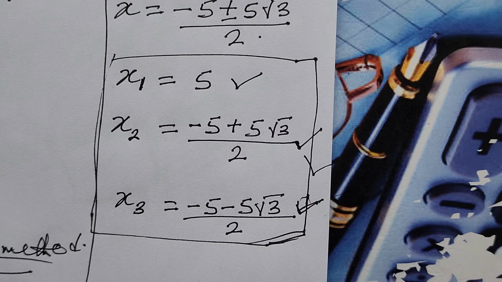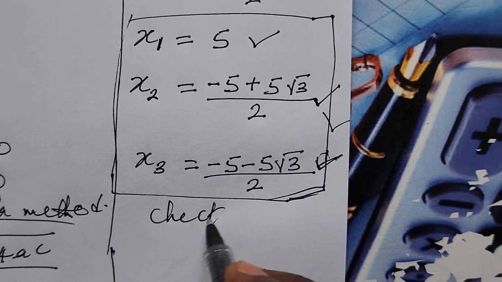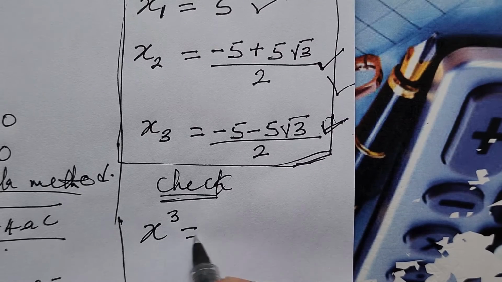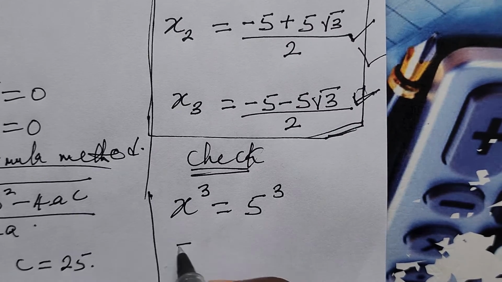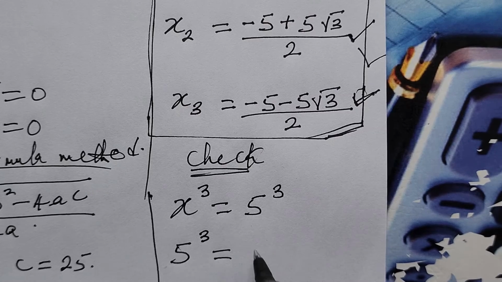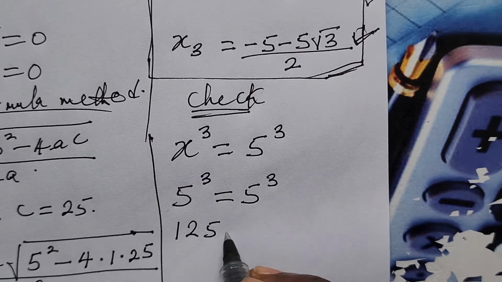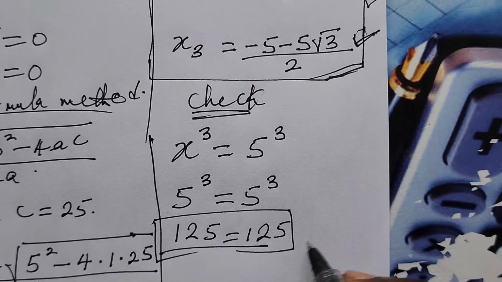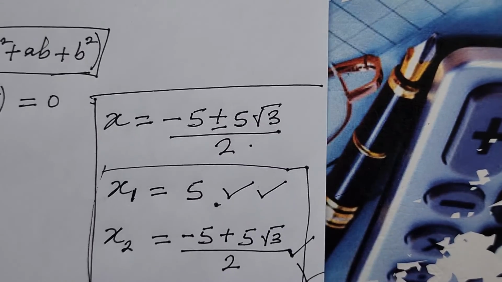Okay, but all right, again, let's do a simple check for the first one. Check. Our question is x to the power of 3 equal to 5 to the power of 3. So we want to confirm the first one, which is 5. So we're going to have 5 to the power of 3 is equal to 5 to the power of 3. And what is 5 to the power of 3? We have 125 equal to 125. So this shows that the first one satisfies the original equation.